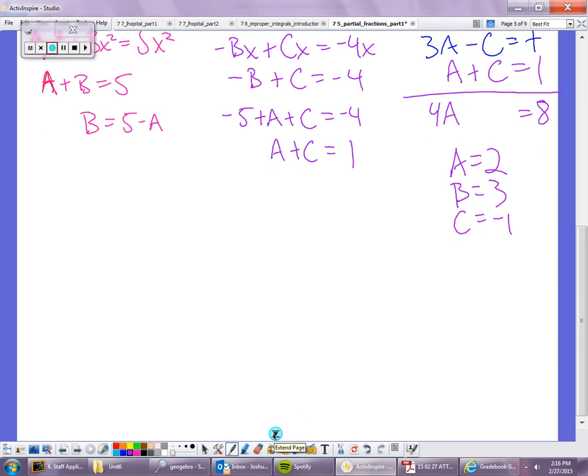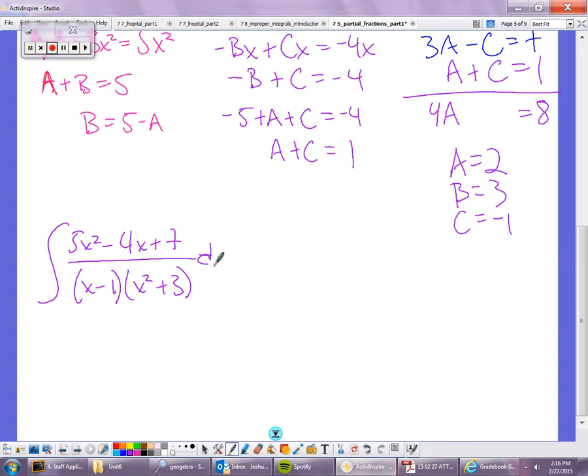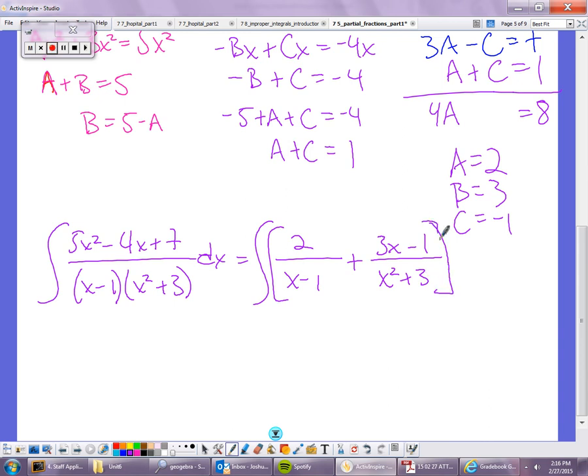So when I go back, remember what we started with was the integral of 5x squared minus 4x plus 7 over x minus 1 times x squared plus 3 dx. And now we can say that's equal to 2, a was our 2, over x minus 1. That was our first factor. Plus bx plus c, 3x minus 1, over our other factor, x squared plus 3, dx. And again, I can integrate both of these.